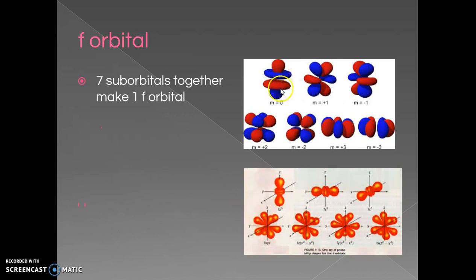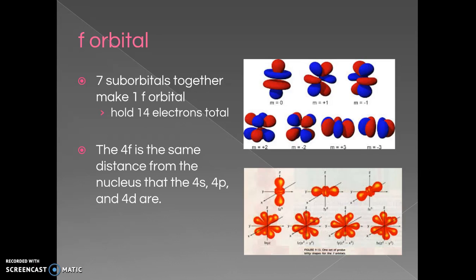The f's, this is what the f's look like. Now imagine all of those superimposed on top of each other, then on top of d's, then on top of p's, then on top of s's, and you see really quick the electron cloud model is really that. It's a fuzzy boundary cloud. You can't tell what is going on. So there are 7 orbitals together that make one f orbital, which holds 14 electrons, and the 4f is going to be, again, the same distance out as the 4s, the 4p, and the 4d. So the 4 tells you the distance out from the nucleus, and the f tells you which actual orbital it's in.